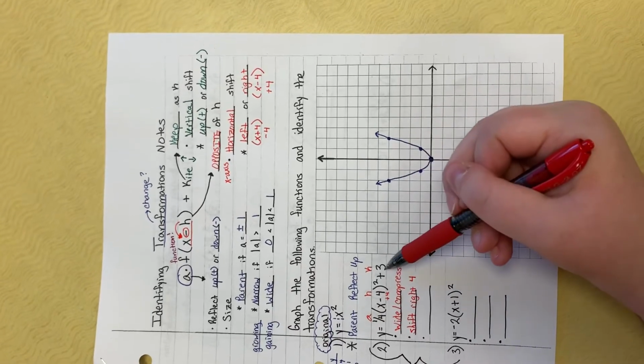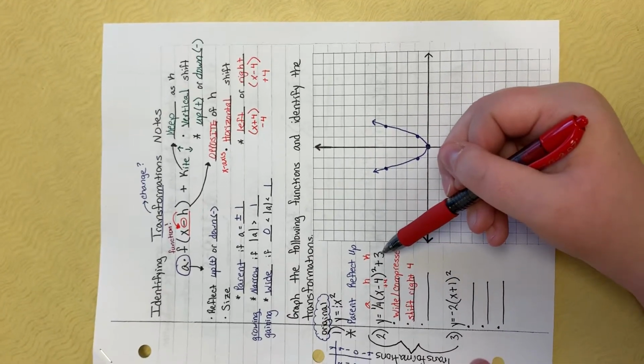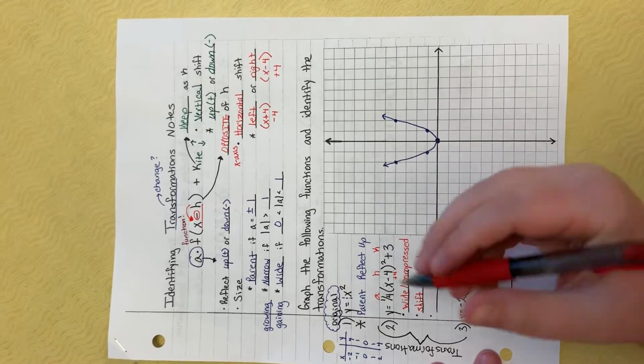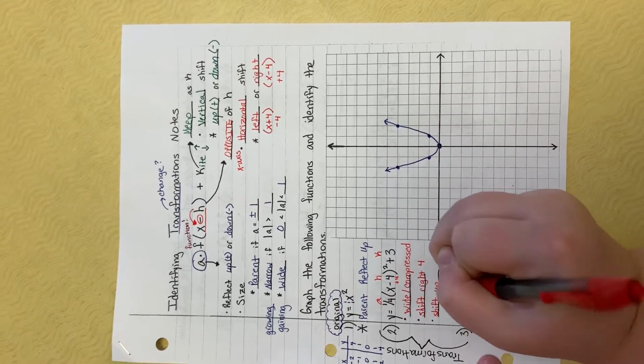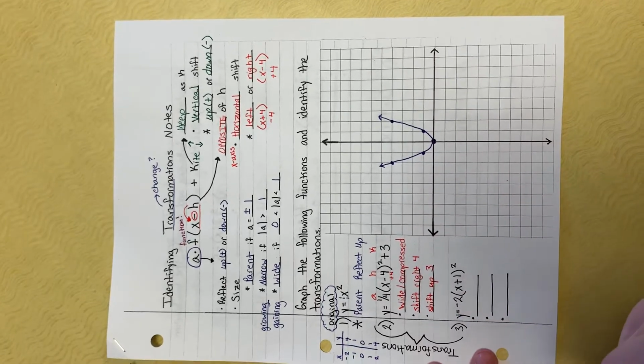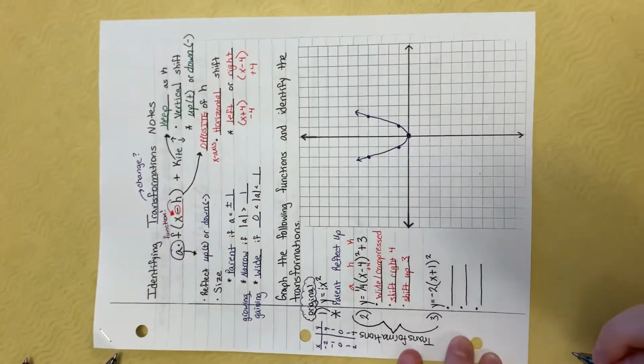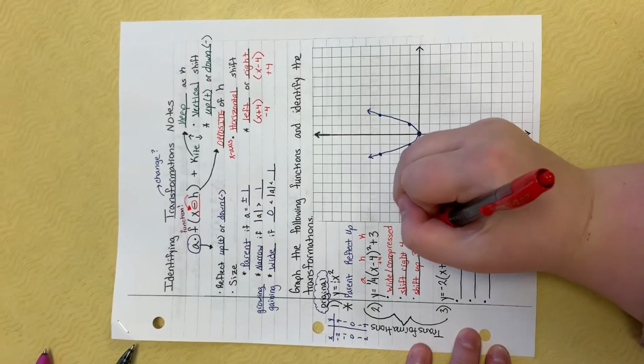Okay. And then k is our kite. Kites go up and down. I keep its sign. It's going to shift up 3 on the y-axis. To prove that, I'm going to create a table real quick. I'm going to put it right here.